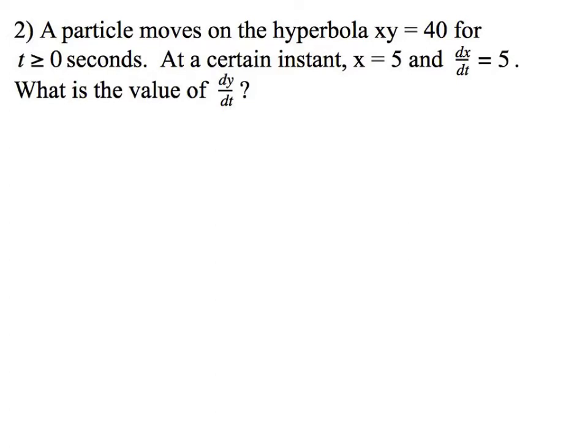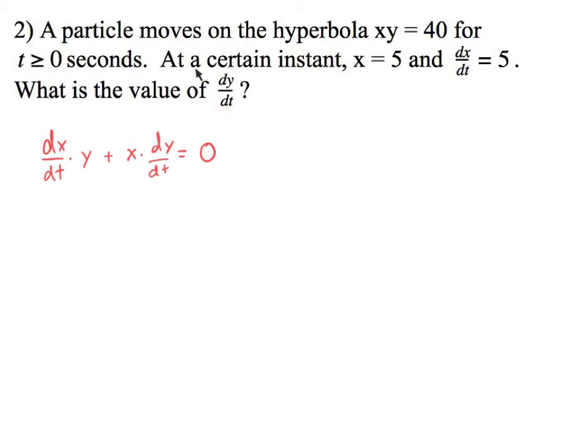Well, what's nice about this problem is the equation is given. You don't have to make it. So let's simply take the derivative of this with respect to time. Isn't it going to be product rule? Won't that be dx/dt times y plus x times dy/dt? And isn't 40 going to become 0? So the derivative of x, leave y, plus leave x, derivative of y, equals the derivative of 40, which is 0. That's my derivative.